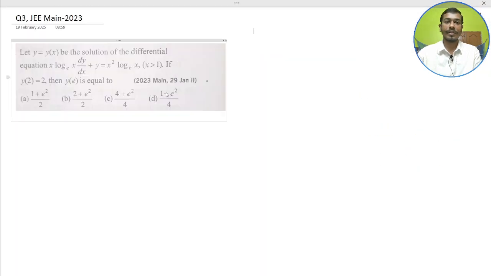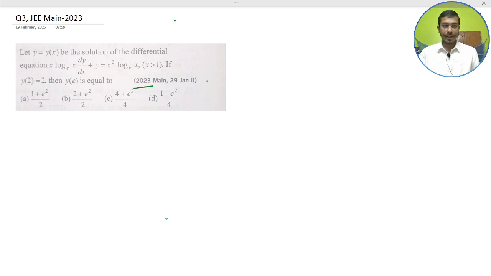Question number 3, JEE Main 2023. Let y equal to y(x) be the solution of the differential equation x log x dy/dx plus y equal to x square log x, x greater than 1. If y(2) equal to 2, meaning y at x equal to 2 is 2, then you have to find the value of y(e). Try yourself first, next look at my solution.